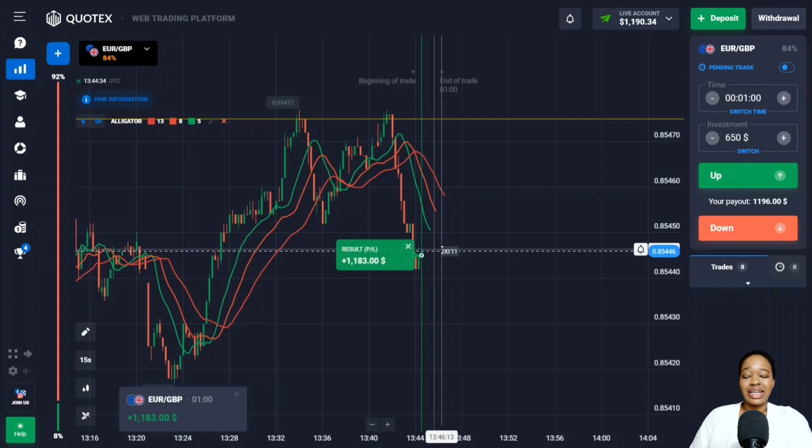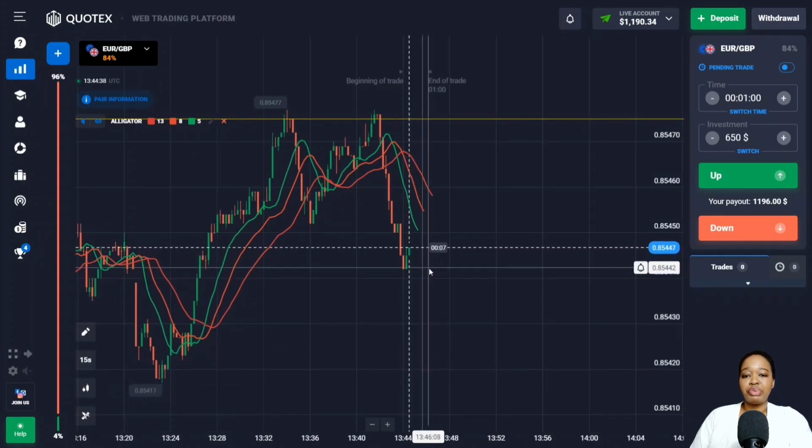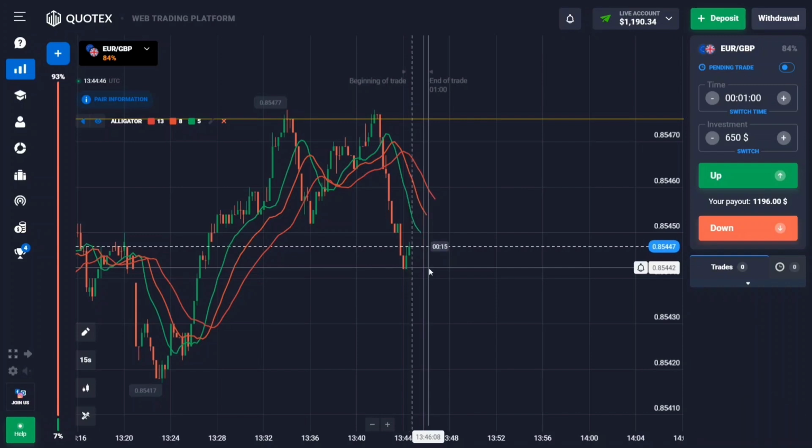So this was excellent. As you can see, the price continued to move down and I made very good profit from this trade. The indicator turned out to be right again and I was able to find a good entry point. So let me go on and find the next situation.